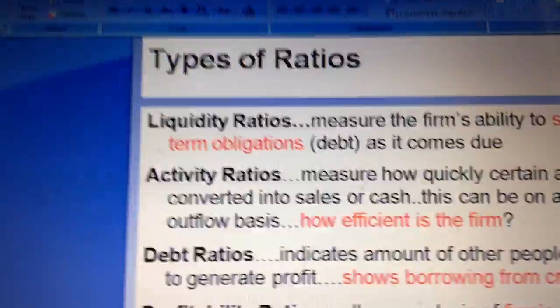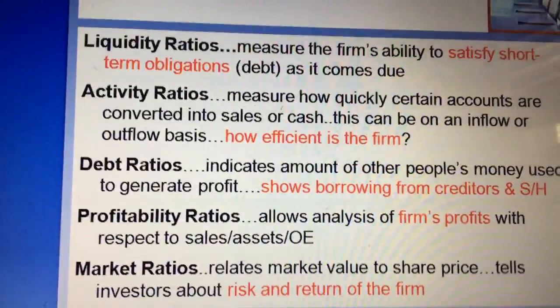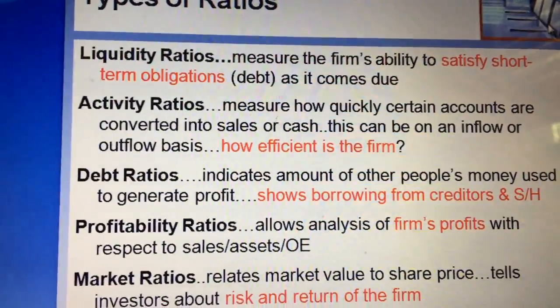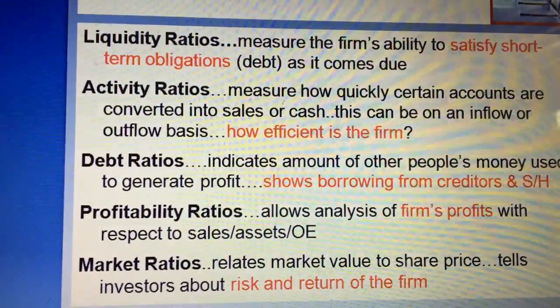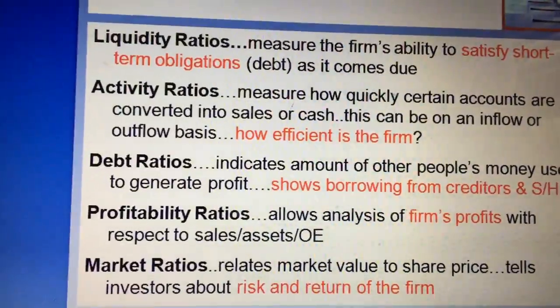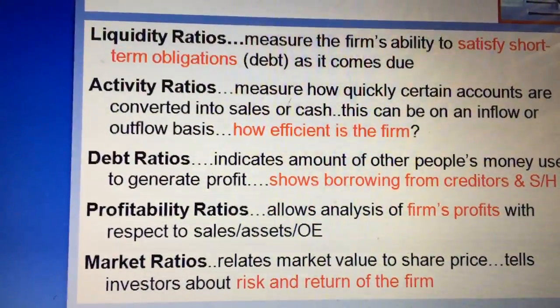Okay, now let's go back to the PowerPoints. Let me come back over here. And there's 5 categories of ratios. You need to know these. We're going to be looking at liquidity, activity, debt, profitability, and market ratios.